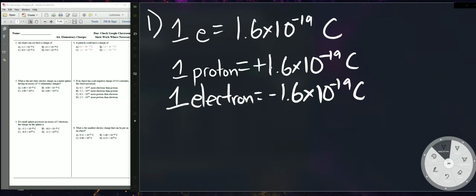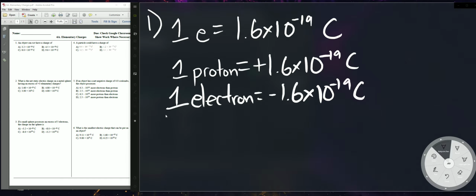So if the number is not divisible by 1.6 times 10 to the negative 19, the charge is not possible, right? Because you can't have 1.5 electrons, or 2.6, or 3.7, or 4.2 electrons. It has to be divisible by that. Let's see how that is possible.